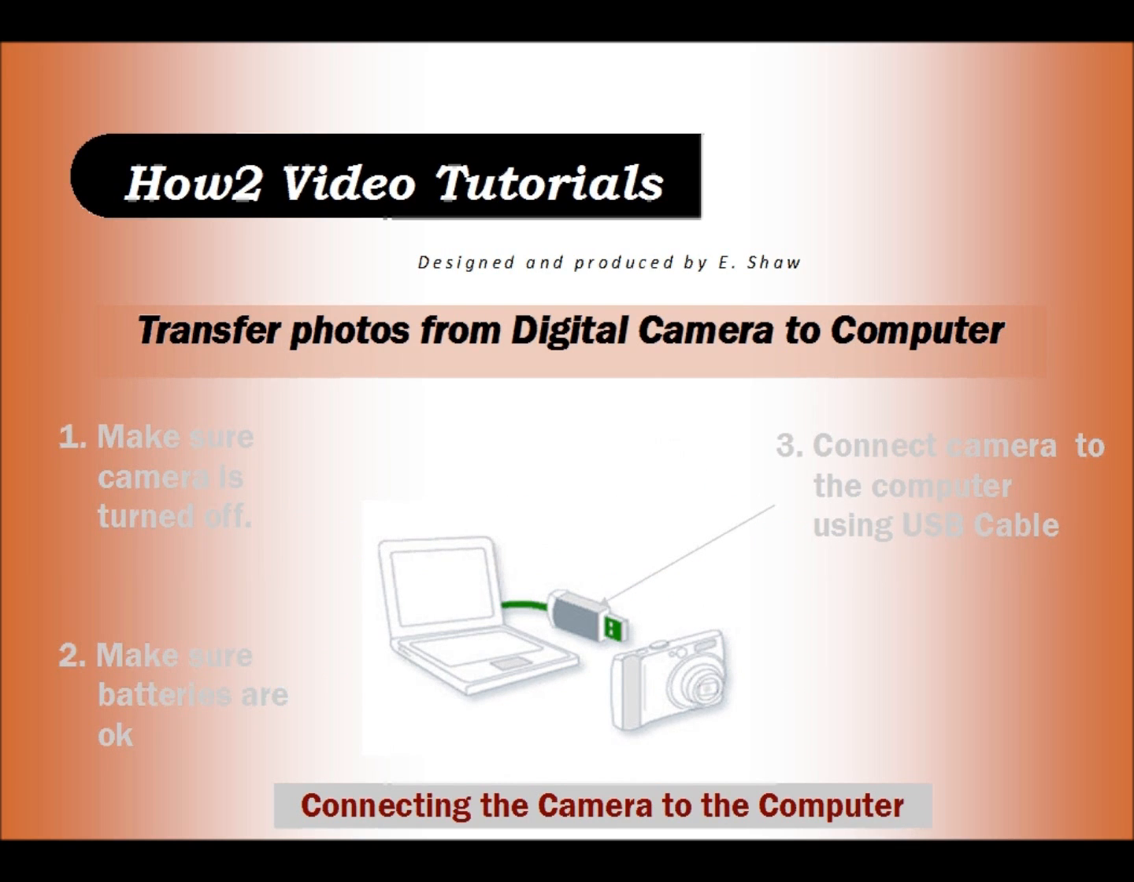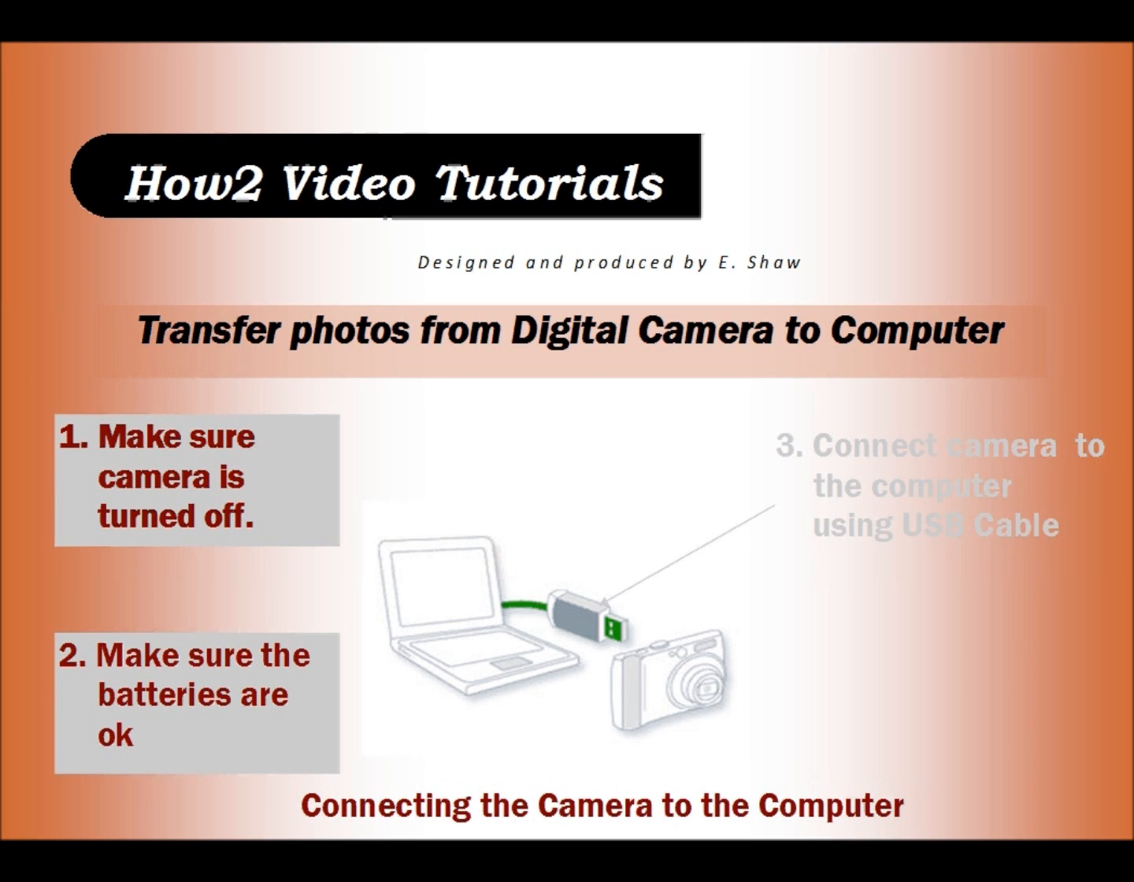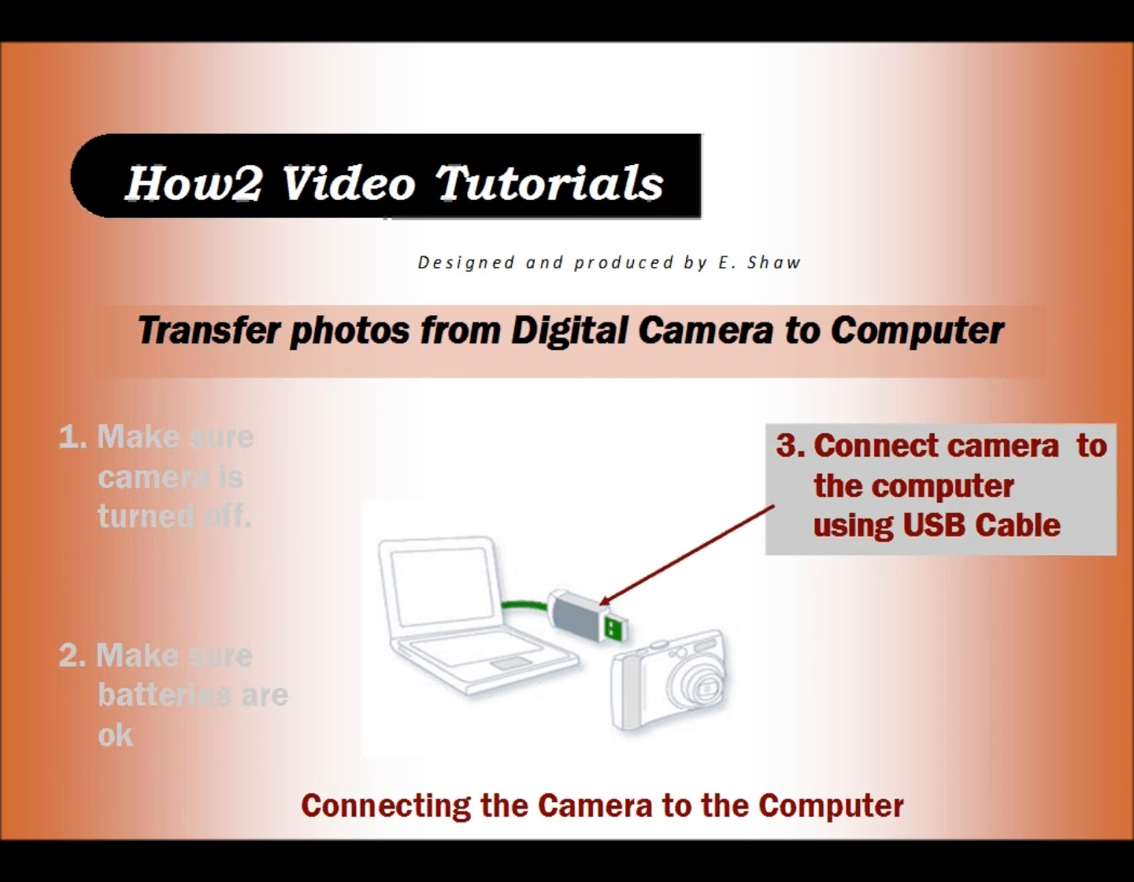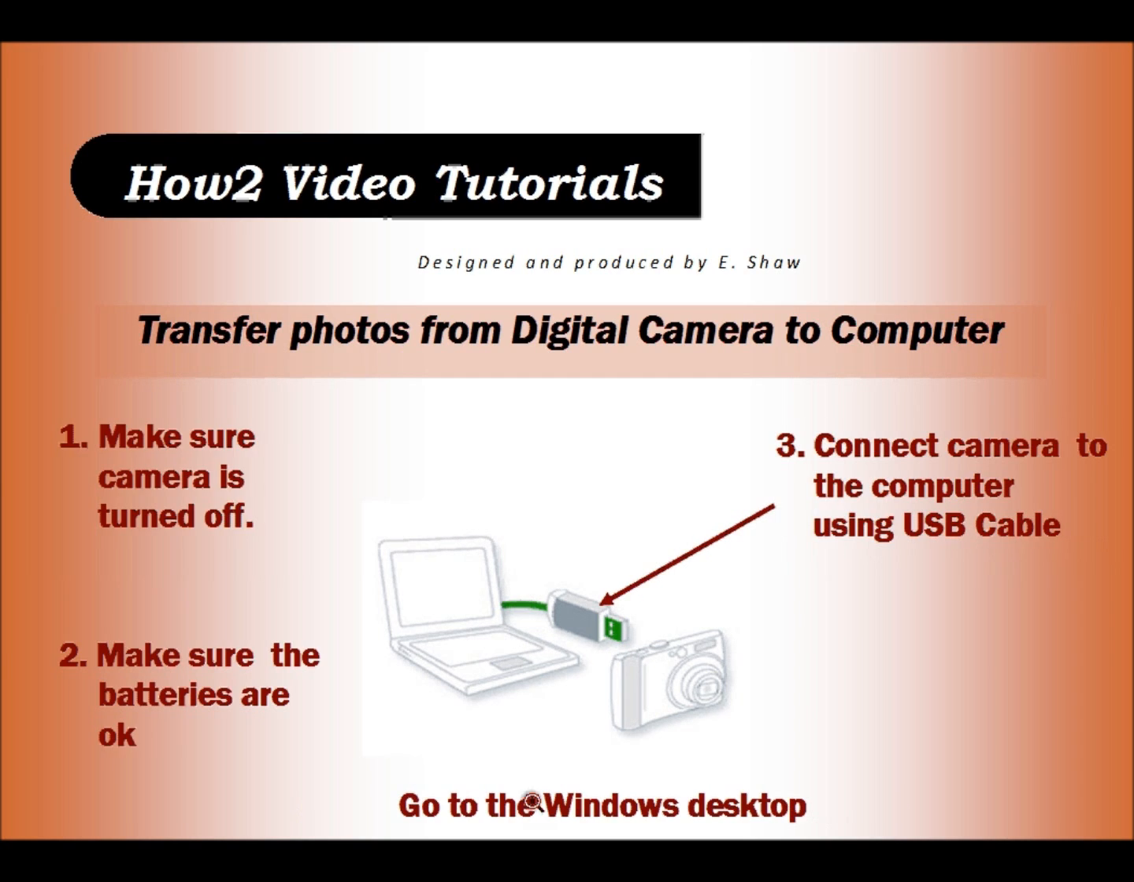The first thing we must do is to look at how we connect the camera to the computer. Make sure the camera is turned off and the camera batteries are fully charged or have plenty of life left in them. Connect the digital camera to the computer using the USB cable supplied with the camera. Now we will go to our Windows desktop to see what happens next.